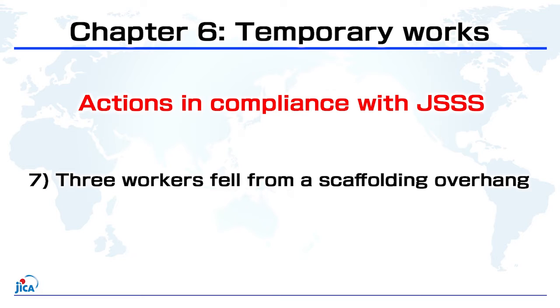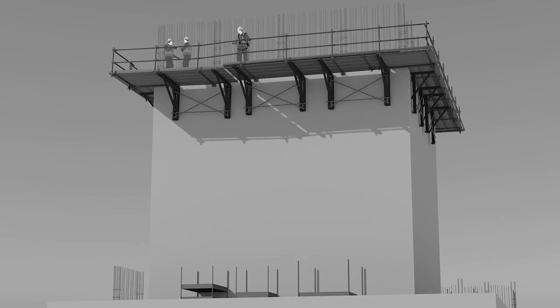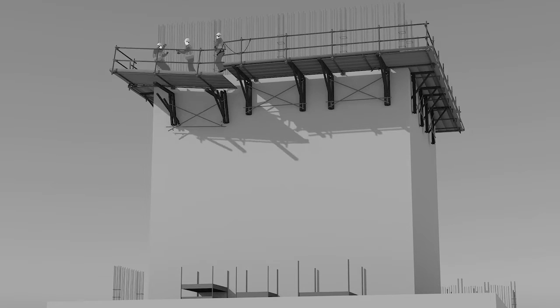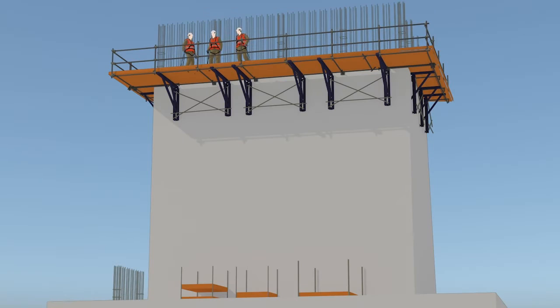JSSS stipulates safety standard specifications for cofferdams, earthwork support, scaffolding, and temporary works for electricity and gas. In this case, the bracket scaffold support was loose, which caused the scaffold to collapse, resulting in the accident. Supported scaffolds, mobile scaffolds, suspended scaffolds, and mobile elevating work platforms must have a supporting capacity of at least 4 times their own weight and maximum load.